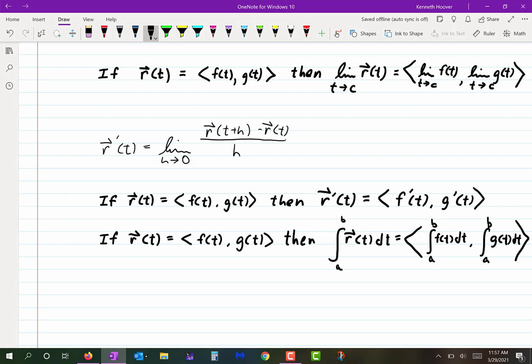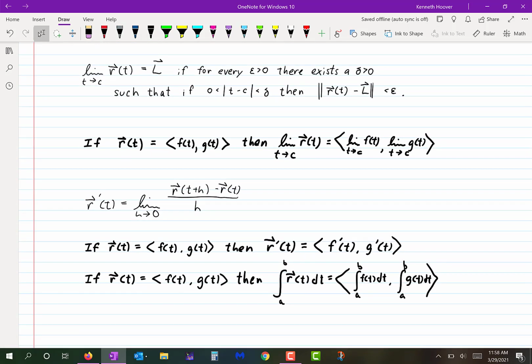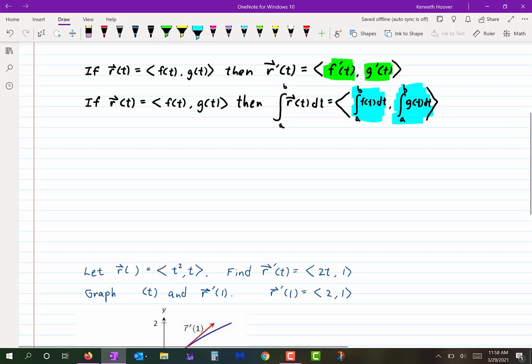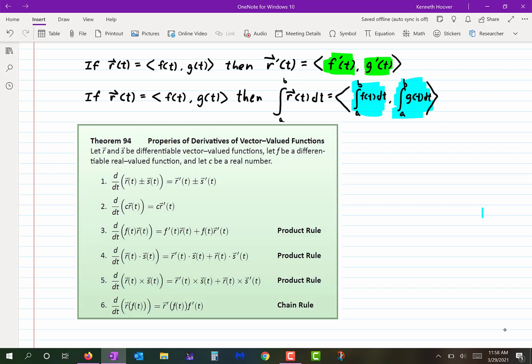So what I'm seeing here is that we're actually learning nothing new today. Okay, all you have to do is just calculate the same old limits, same old derivatives, same old integrals that you learned in Calc 1. Okay? The same derivative rules apply. Let me show you that. Look at that box there.